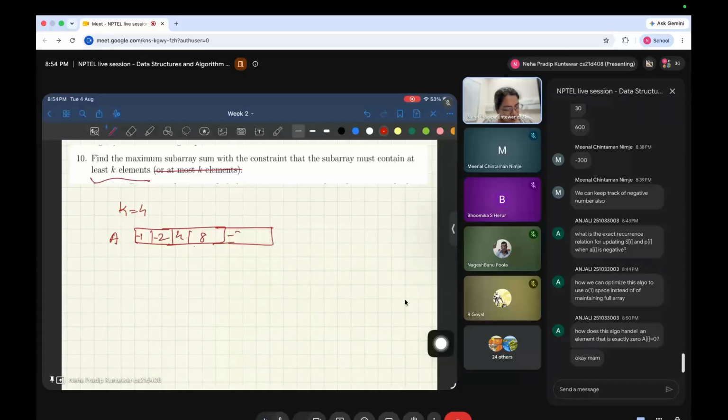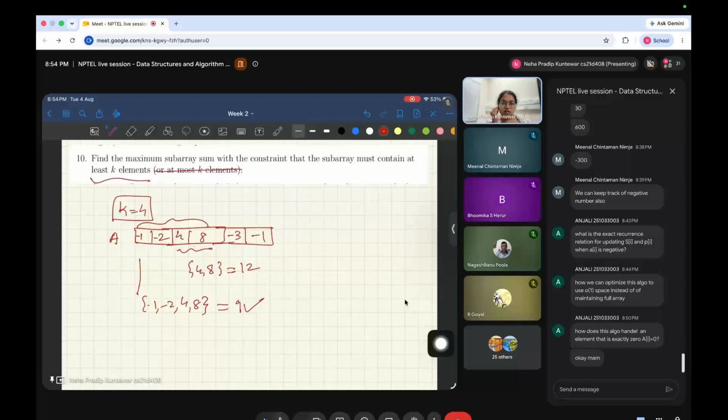add a few more entries. So the original algorithm will say that the maximum sum is corresponding to 4 8, which is only two elements, but here I'm insisting that the subarray size must be at least 4. So in that case, the correct answer should have been -1 -2 4 8, the sum of which is 9. So this should be the correct answer according to our algorithm.